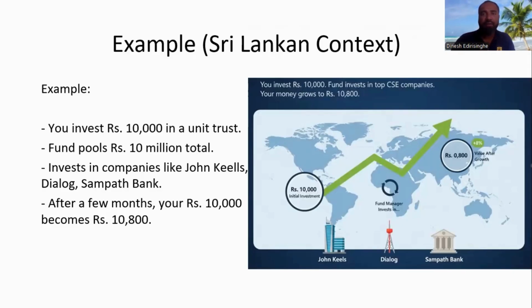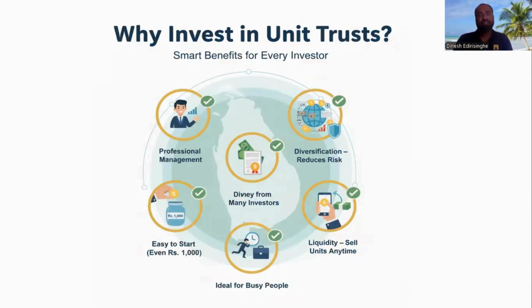Why invest in a unit trust? What are the benefits of a unit trust? There are some great benefits. Your money is managed by professionals, chartered accountants, highly expert professionals. It is diversified, so the risk is spread across many investments. You can start small, even with rupees 1,000. If you have rupees 1,000, then you can start this investment. It is liquid. You can sell your units anytime.